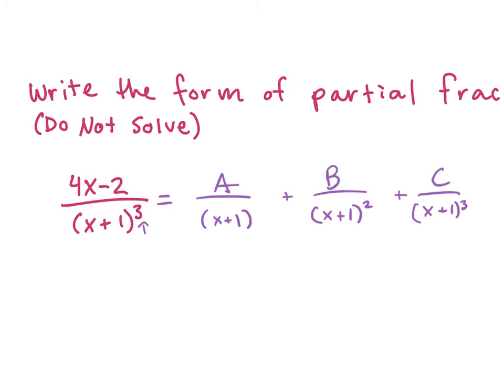So whenever we have an exponent, we just need every term that leads up to that. So if this was a 4th power, we would need x plus 1 to the 1st power, x plus 1 squared, x plus 1 cubed, x plus 1 to the 4th power. So we just have to include everything before it.